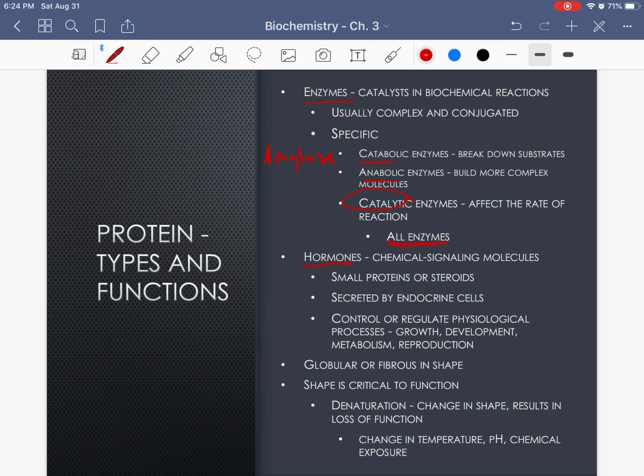Proteins can also be hormones, which are chemical signals. So we release hormones in our bloodstream, and they move to different areas of the body and act as a signal so that different things can occur. Hormones are typically made up of small proteins or steroids, like the cholesterols we talked about last lecture when we were talking about lipids. Hormones are secreted by endocrine cells. The endocrine system is a slow reaction system, but it has a long-term reaction.